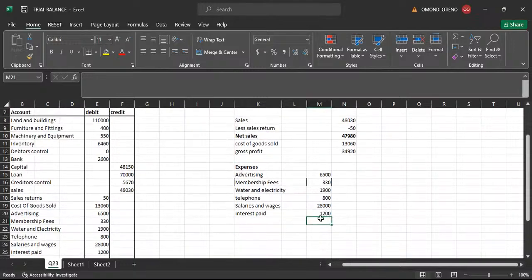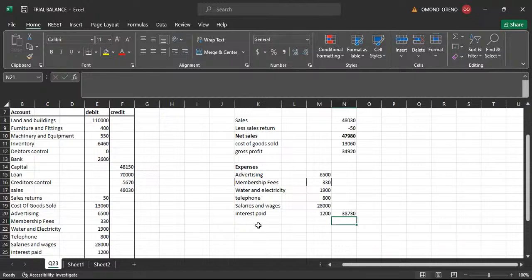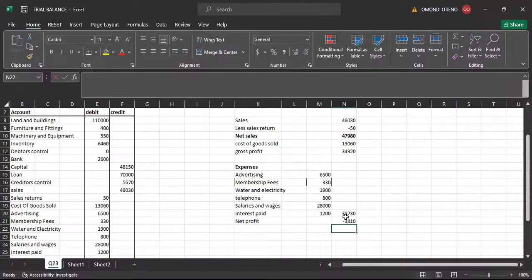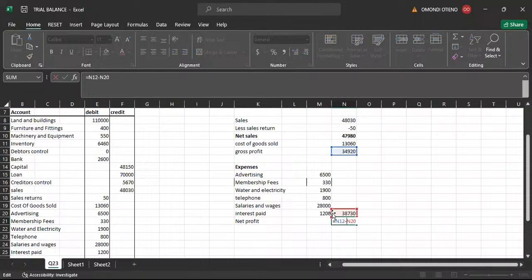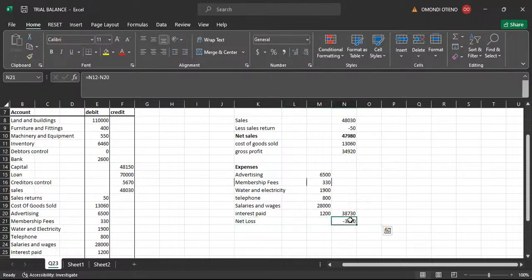Believing that there is none, we can get the summation of these expenses. And then from there, we are able to get our net profit. Net profit is equivalent to gross profit less interest paid, less total expenses. So we have it there as our net profit. Of course, it is net profit or loss. And since that is a negative, we are going to have our net loss. That is the net loss value.